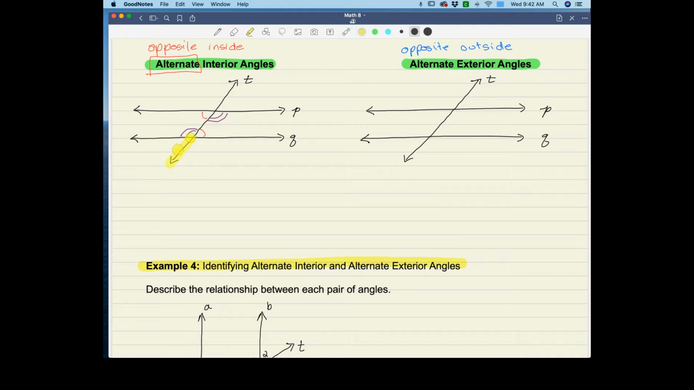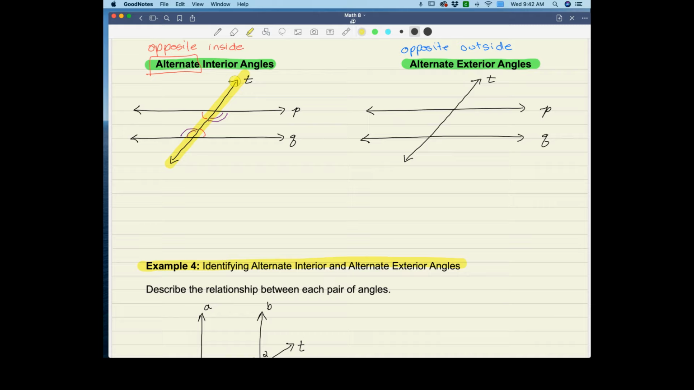So remember, here's my transversal. Notice I have one red mark on the left side and one red mark on the right side. They're interior because they're inside the two lines. And then with the two marks, the purple, I have one on the left and one on the right of the transversal, and they are still inside the two lines.